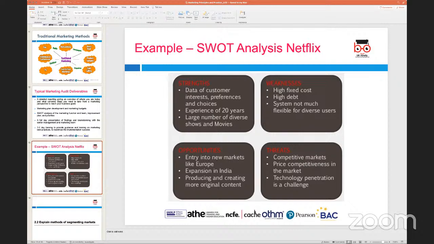Now, when it was introduced a couple of years back, or maybe a decade back, it was a new concept. They took over from Blockbuster, which was another company engaged in rentals of video cassettes when people used to look at movies, games, and other things.